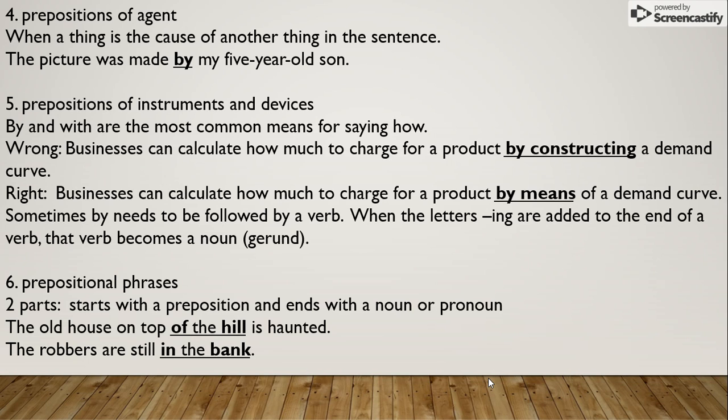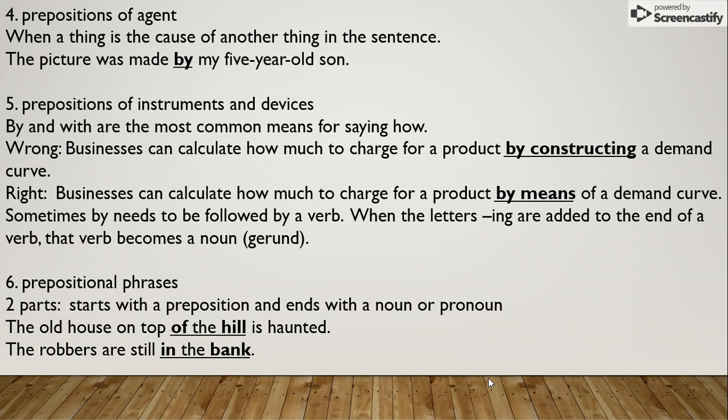The most difficult, I think, when it comes to non-native speakers is choosing the word that comes after the preposition, and that happens here when we deal with prepositions of instruments and devices. By and with are the most common prepositions to help us explain how something happened, but how we do that needs to be carefully constructed.